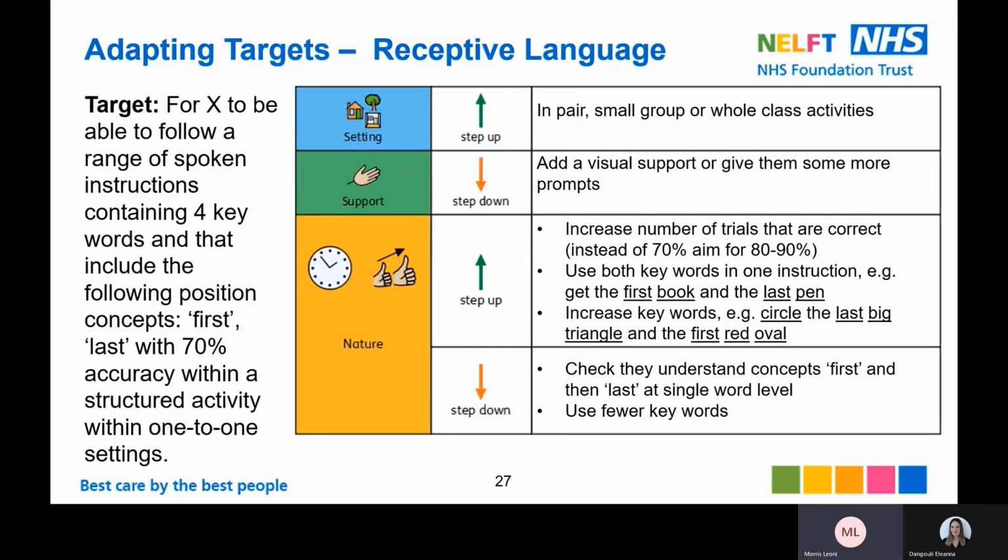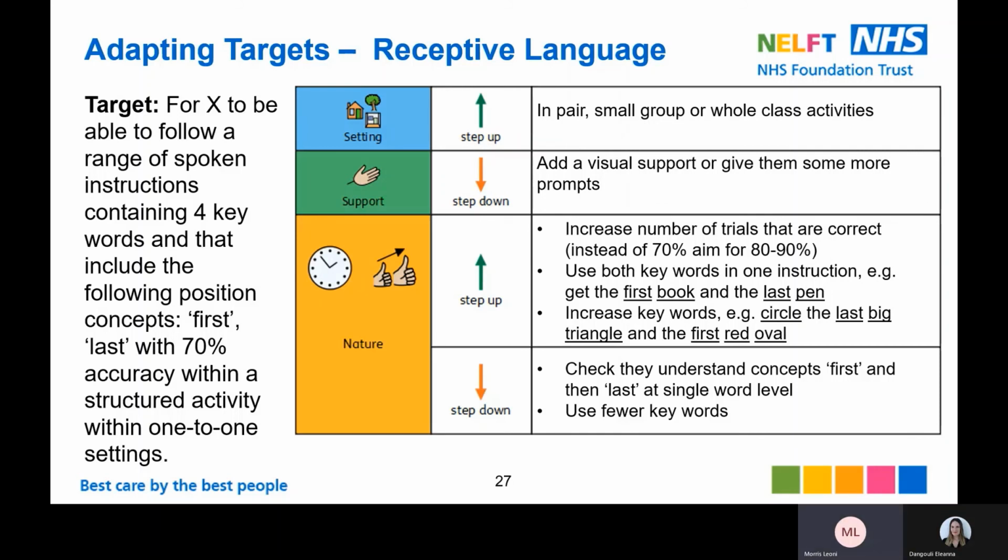An example of a target for receptive language would be for the child to be able to follow a range of spoken instructions containing 4 keywords and that include the following position concepts, first and last, with 70% accuracy within a structured activity within a one-to-one setting.